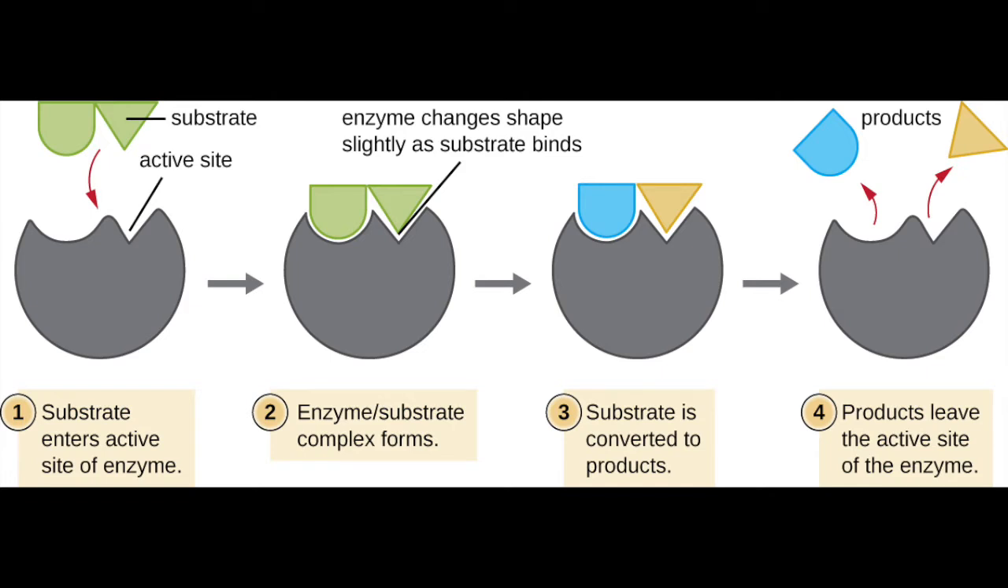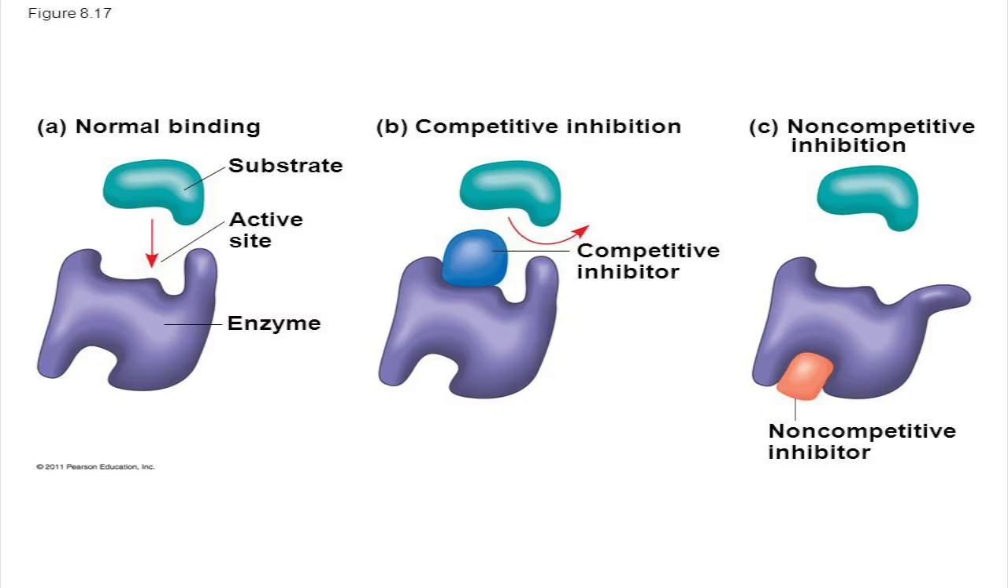However, we can get inhibitors that decrease enzyme activity. This A here is the normal binding, normal enzyme function. Then we have competitive inhibition. What happens here is that another molecule is fighting for the active site, not allowing the substrate to enter the active site. We also have non-competitive inhibition, which enters at a different site than the active site. However, it still renders that enzyme ineffective.